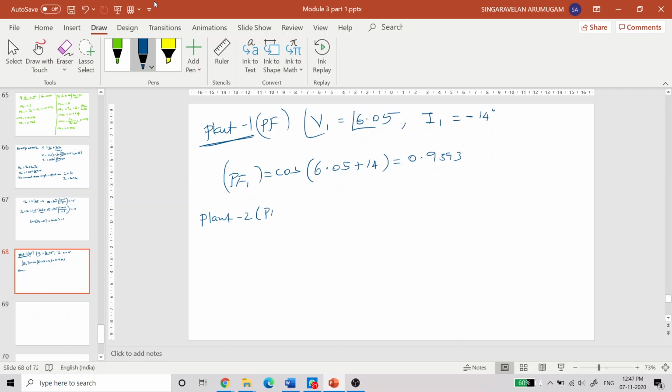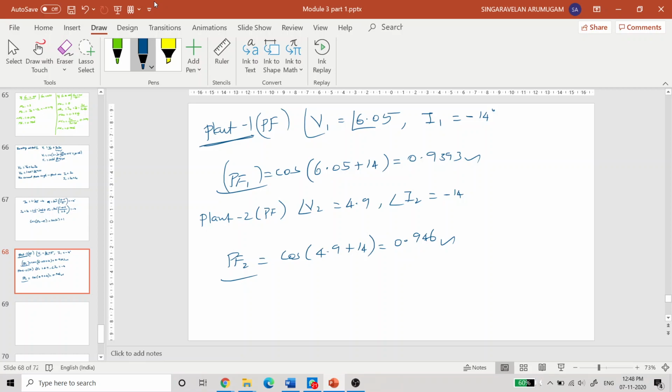Plant 2 power factor: the angle of V2 is 4.9, and the angle of I2 is minus 14. This we have derived just now. Then the power factor for plant 2 is equal to cos of 4.9 plus 14, because minus into minus is plus, and this is 0.946. So we got the power factor for plant 1 and then plant 2.